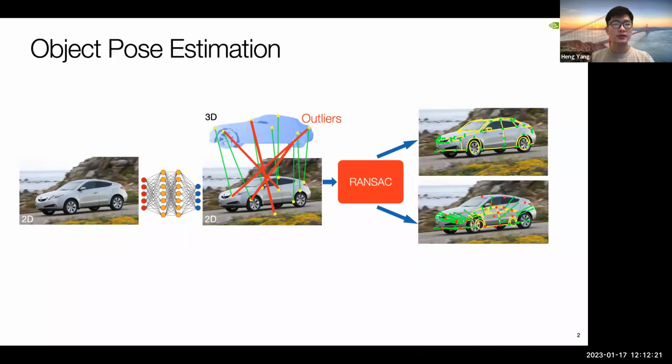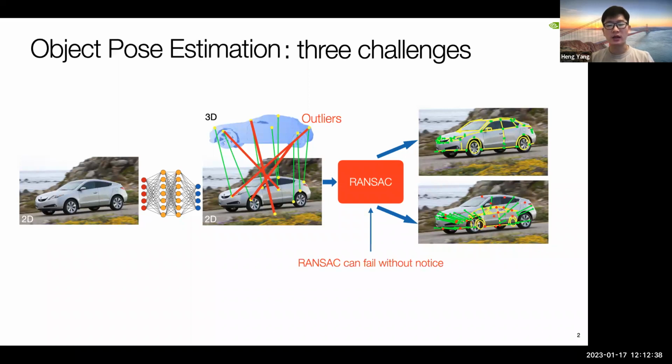I'm really interested in safety-critical applications. So what can go wrong in this object pose estimation pipeline? I argue that there are three challenges in making this perception pipeline trustworthy or safe. The first challenge is that algorithms like RANSAC are heuristic methods trying to solve some NP-hard numerical optimization problem, and therefore these algorithms can get stuck in local minima without giving you any notice. So that's the first challenge of this perception pipeline.